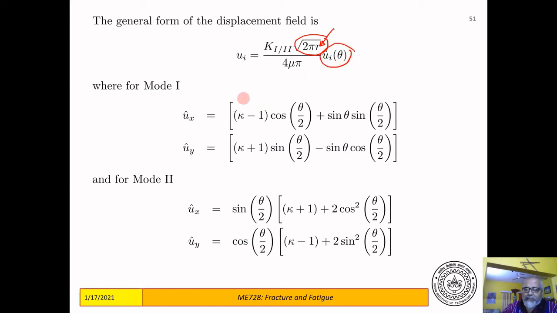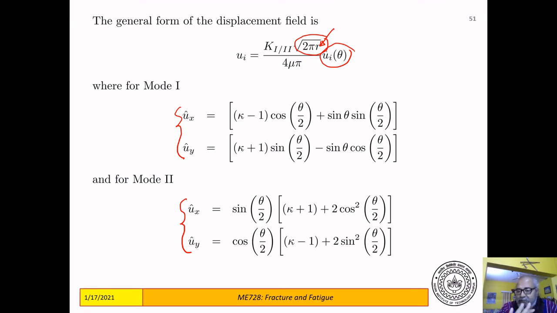So again, we use x and y for 1 and 2. So these are the angular functions for displacements in mode 1. These are the angular functions for displacements in mode 2. It is important to remember that these are very important equations in fracture mechanics, but they are valid very close to the crack tip. And how close to the crack tip are they valid?